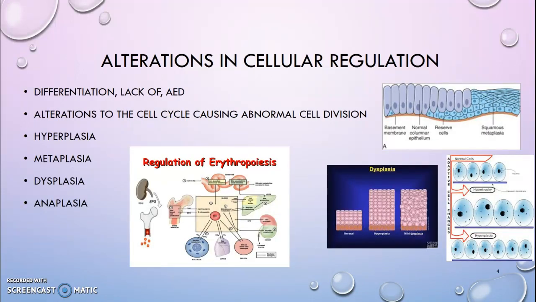The potential types of cell alterations that can occur in cellular regulation can occur as a cell is differentiating, or it can occur due to alterations to the cell cycle. By differentiating, I mean the cell becomes whatever it's meant to be.